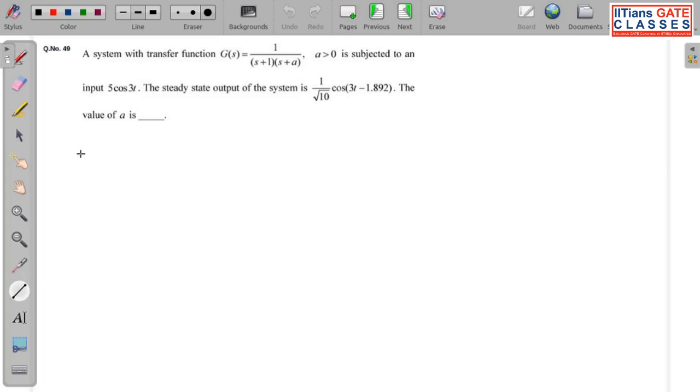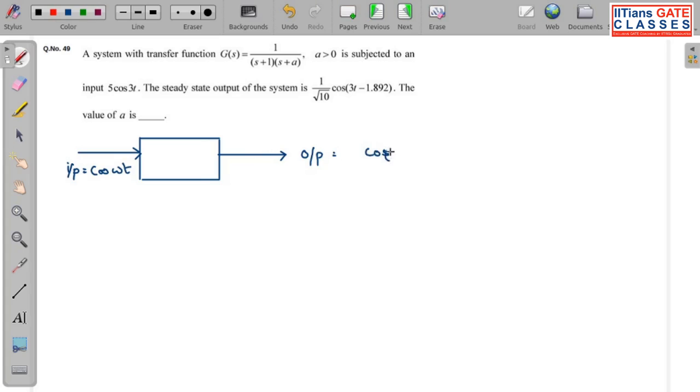We know that for an LTI system, if my input is sinusoidal, then my output will also be sinusoidal. The input can be either sine or cosine. Here it is cosine, cos omega t. So my output will also be cosine only, with a magnitude change and a phase change only.